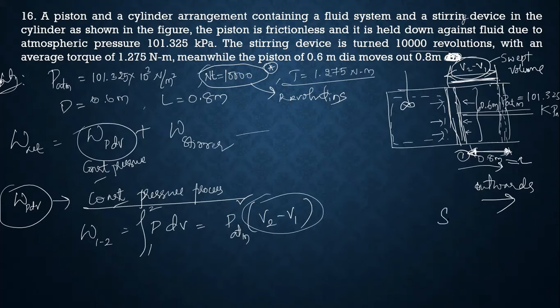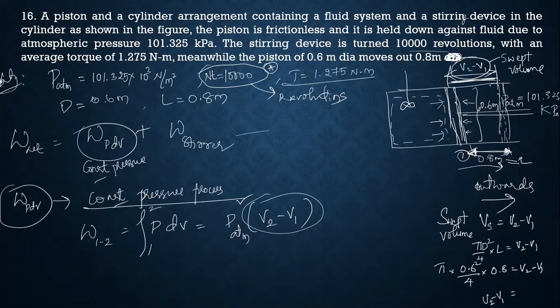Therefore, to calculate the swept volume, that is Vf, that is V2 minus V1, it is given by pi d square by 4 into n. That's why the diameter and stroke are given. Substitute pi times 0.6 square divided by 4, n is 0.8, and you will get V2 minus V1 as 0.226 meter cube. This is the swept volume.